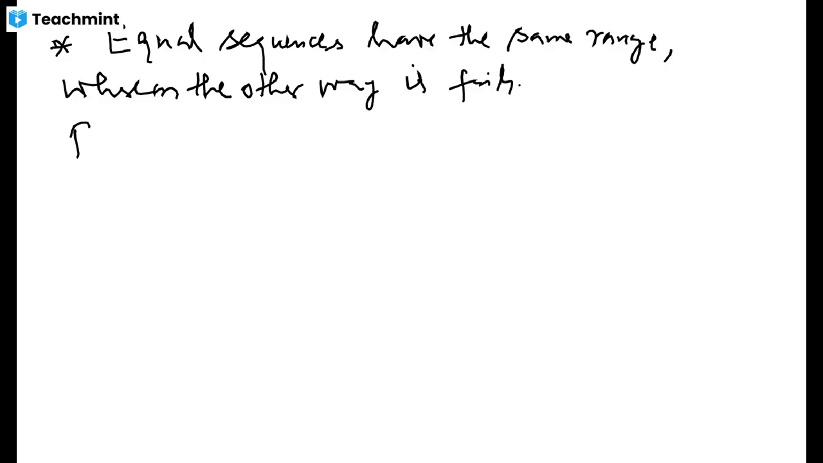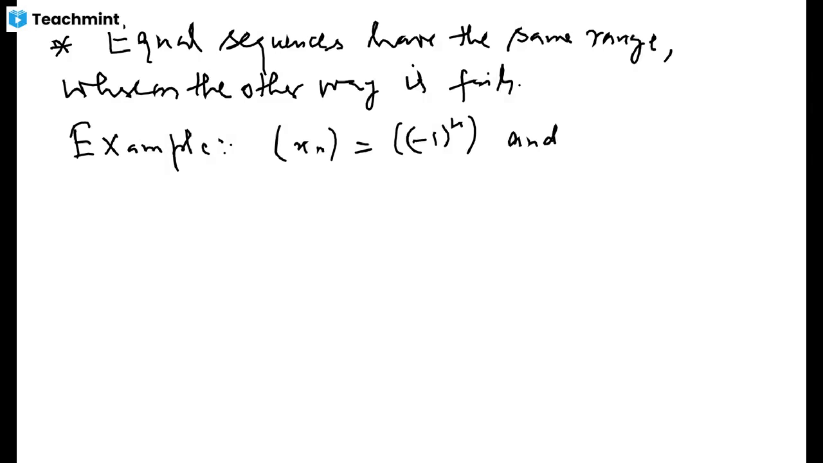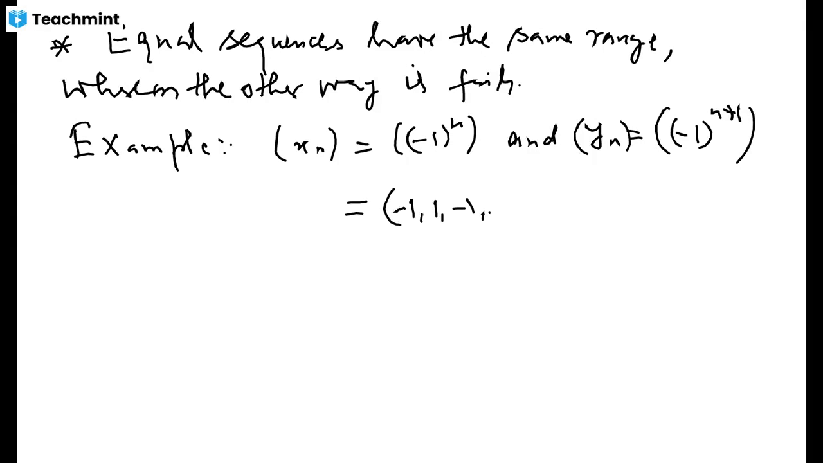For example, let us consider two sequences. I will consider a sequence xn whose nth term is minus 1 to power n, and I will consider another sequence yn whose nth term is minus 1 to power n plus 1, where n ranges over natural numbers. So this first sequence is minus 1, 1, minus 1. This is the pattern of the sequence. And in case of yn, the first term will be 1, second term will be minus 1, third term 1, and then minus 1, and so on.